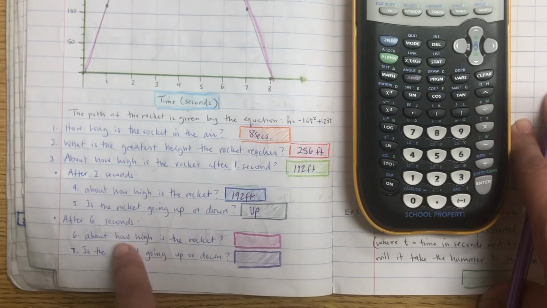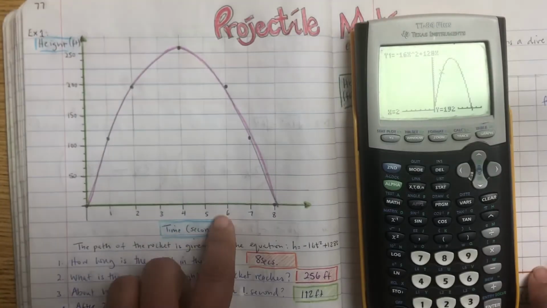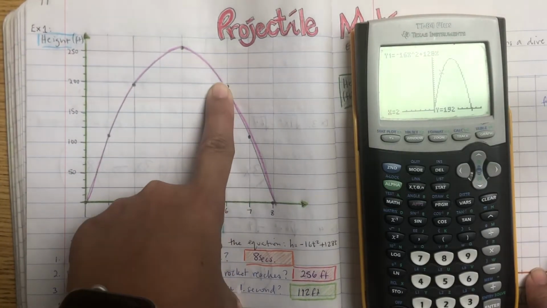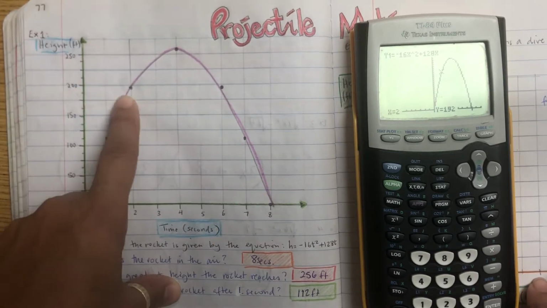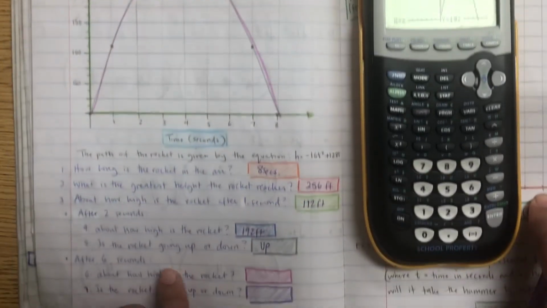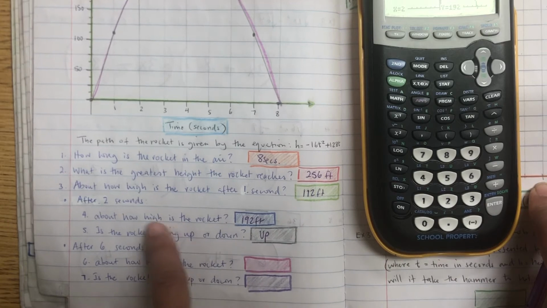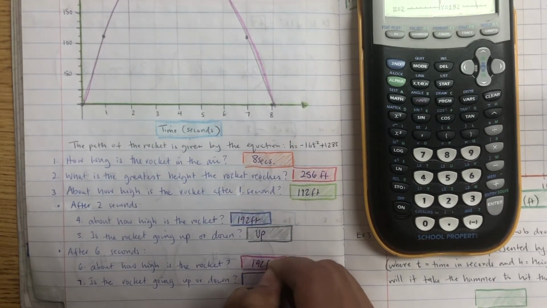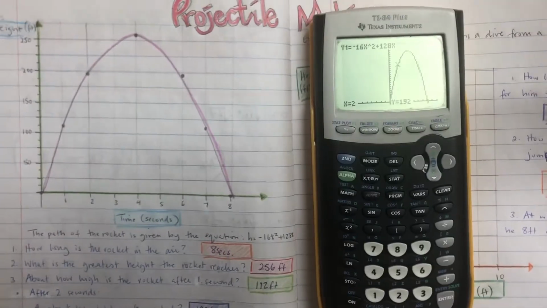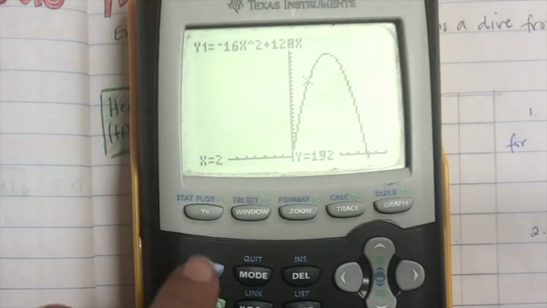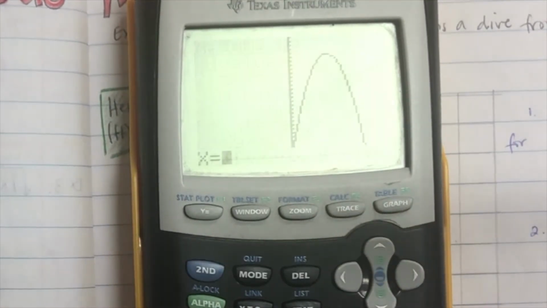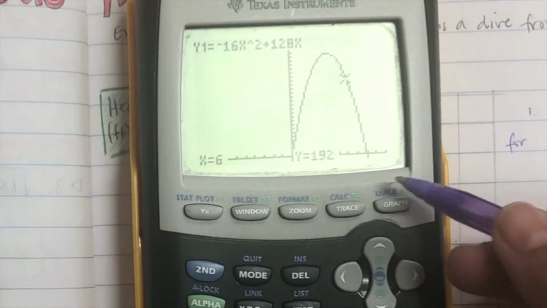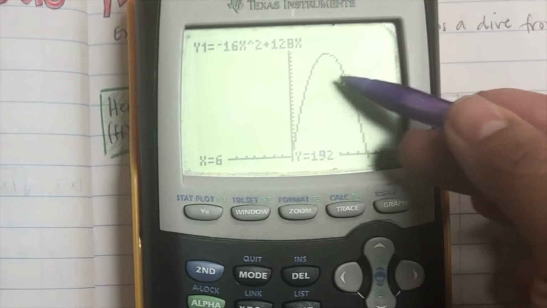After 6 seconds, about how high is the rocket? So at 6 seconds, how high is it? It's that same value that I found at 2 seconds. So what was the one at 2 seconds? It was 192 feet. And once again, I can check that. So I can go second, calculate, enter, and I'm looking for 6 seconds. And you can see it's 192 because it's now at the same height it was before.